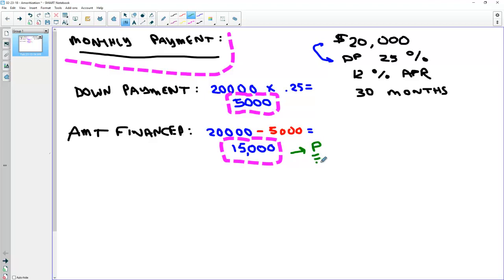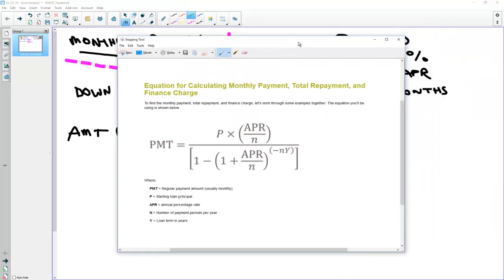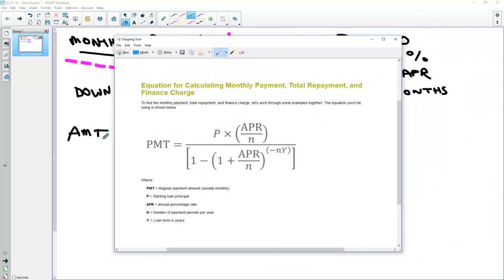And that's going to be real important on what we're going to do for this formula right here. Okay, so what we have here is the original formula. I'm going to fill all these things out, and then we'll go from there.